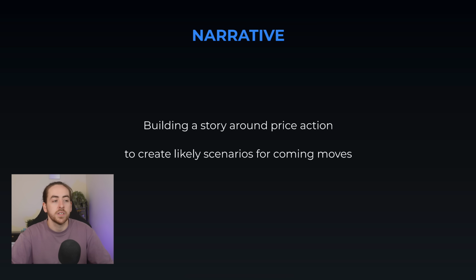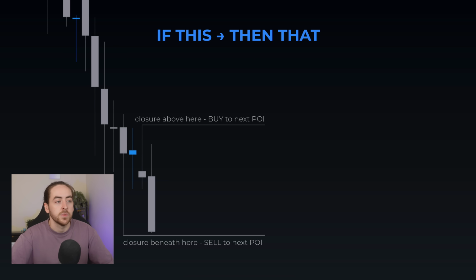So what is narrative? What does it really mean? How does it work? Well, narrative is simply building a story around the price action inside of a market that you're trading to create likely scenarios for the upcoming moves. We want to turn our trading into an if this, then that scenario. So rather than just forcing our analysis into a market and trying to execute based on that, we create multiple potential scenarios based on a story as to what the market could do. And then we simply wait to see what the market does because that creates our trade.